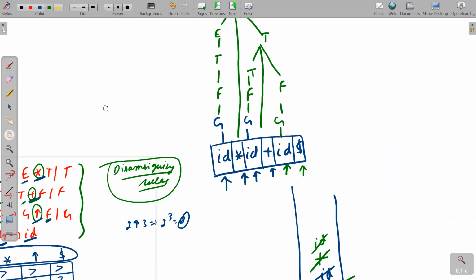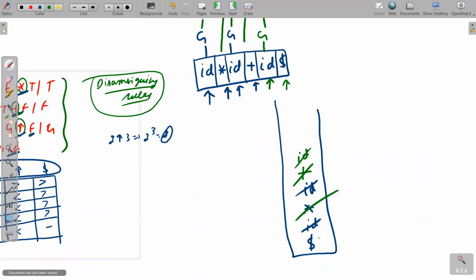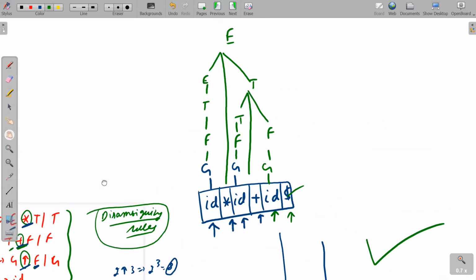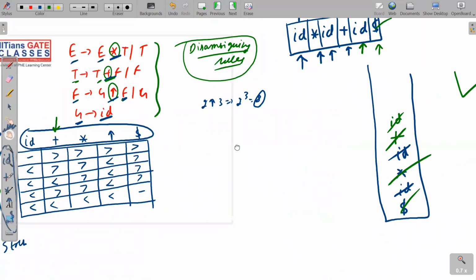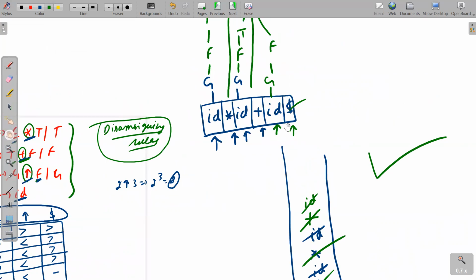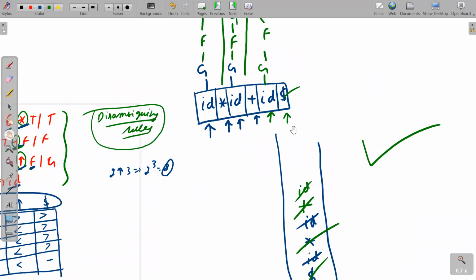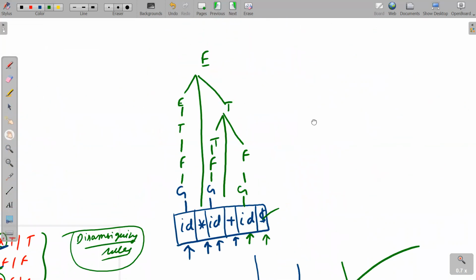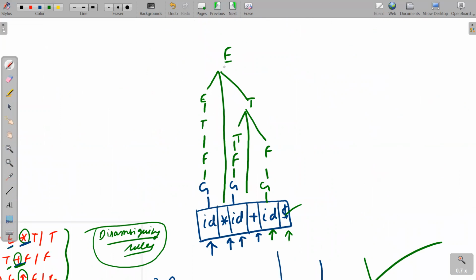And then dollar and dollar are compared. So the string is accepted. In the table I said dollar and dollar cannot be compared, but when we are finishing the algorithm, we say dollar and this dollar are compared, so obviously the string is accepted. Like this we have to say. I think I have made the point clear to all of you. Finally what we have got here is the start symbol E.